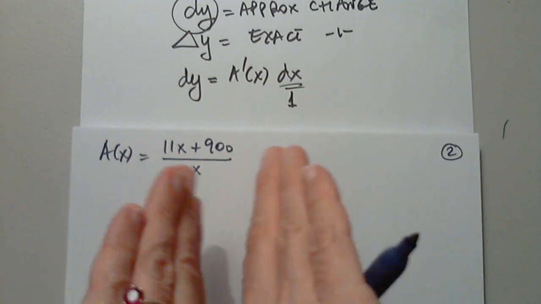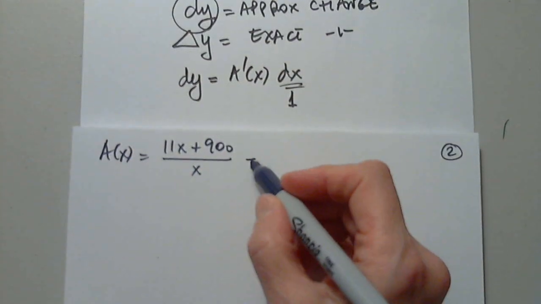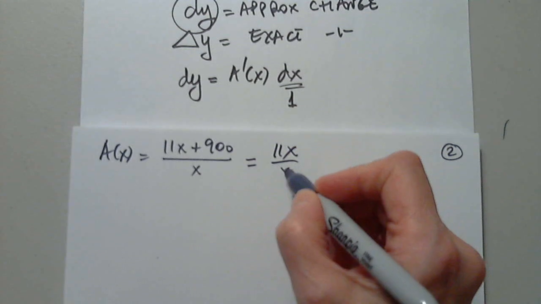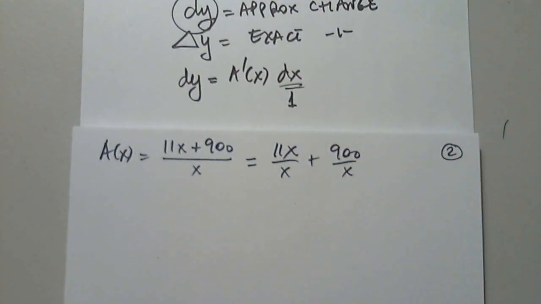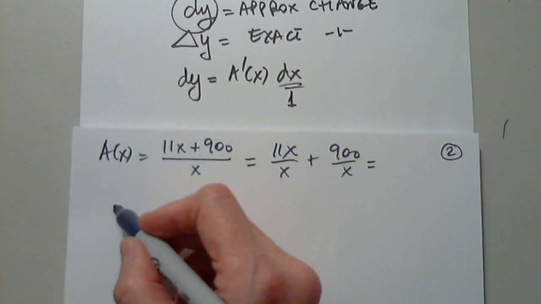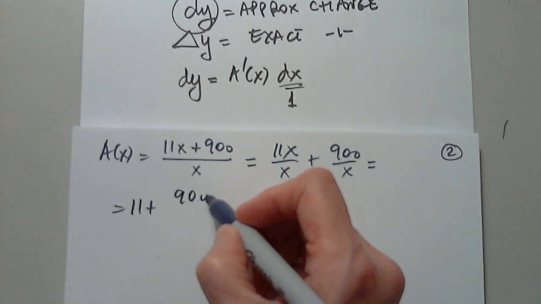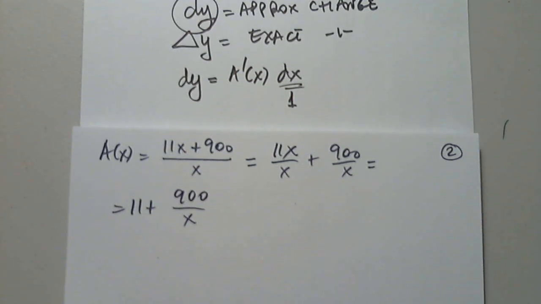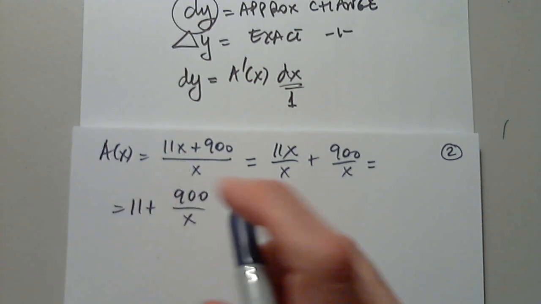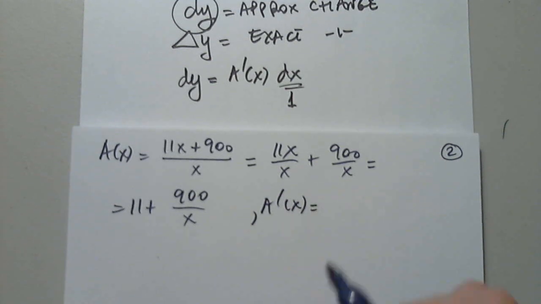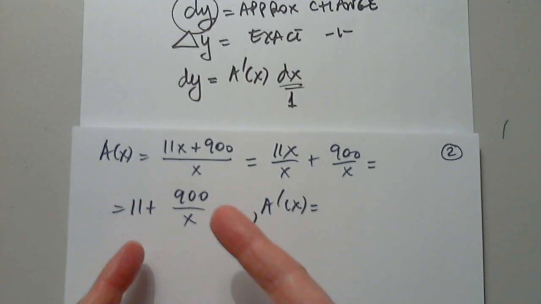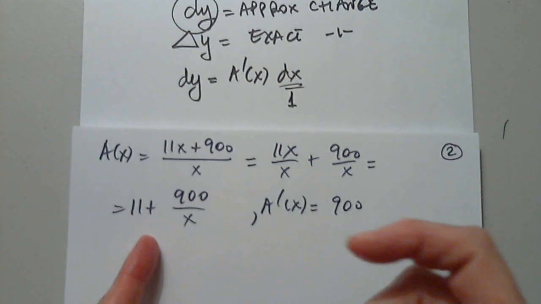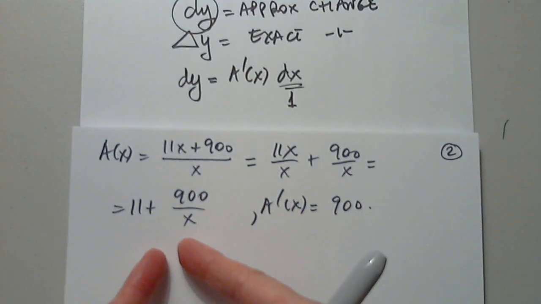No, we separated into a number of fractions based on the number of terms at the top: 11x over x plus 900 over x. I can do this because it's one term in the denominator. I'll simplify, and I get 11 plus 900 over x. This is easier to differentiate. So when I differentiate now, A prime, what is the 11 prime? What does it equal? 0. Yes. So now I have 900, and now I have to differentiate 1 over x.